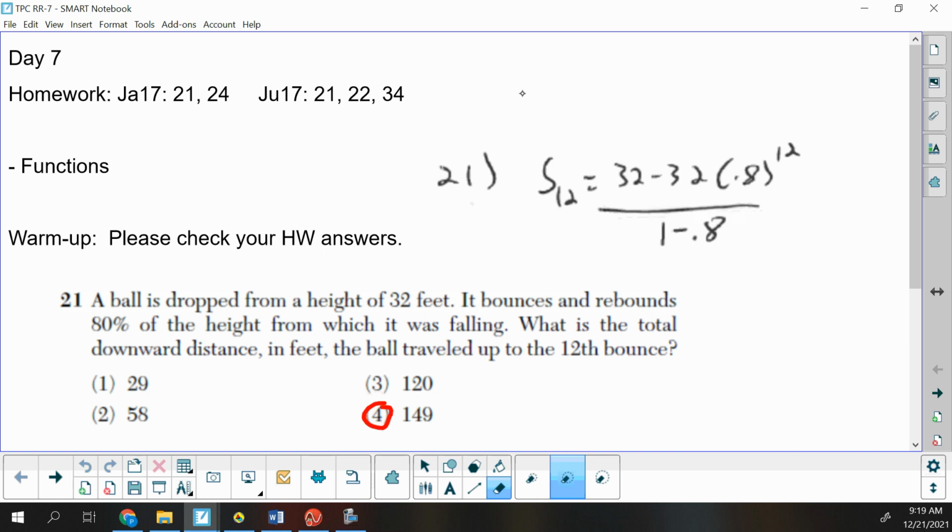All right, we're on day 7 of our Regents Review. You should have your homework out on your separate sheet of paper.